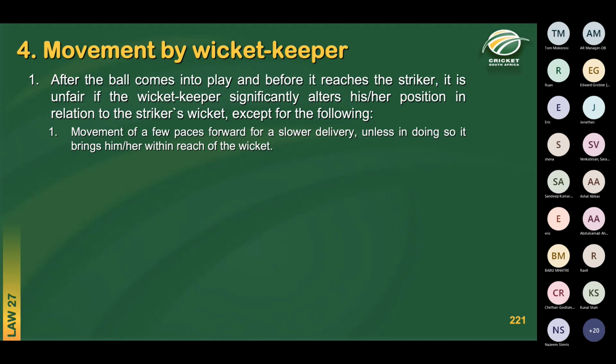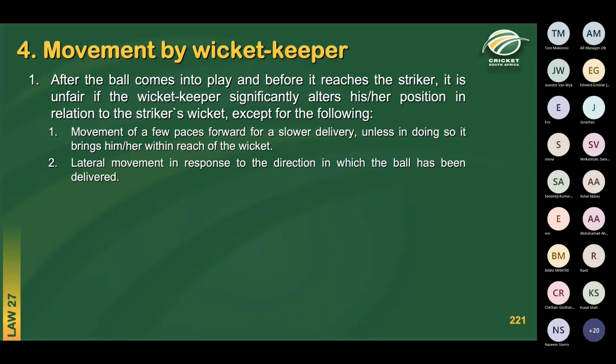So if the wicketkeeper is standing back to a bowler, and a lot of fast bowlers do signal to their keeper when they are about to bowl a slower delivery, the wicketkeeper is allowed to move a couple of steps forward so that they are able to catch a delivery that is slower than normal. However, the law says that the wicketkeeper cannot step so far forward that they are right up to the stumps if they were not previously for that delivery standing up to the stumps.